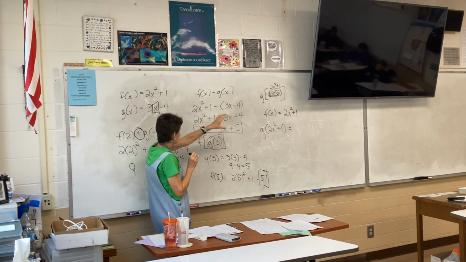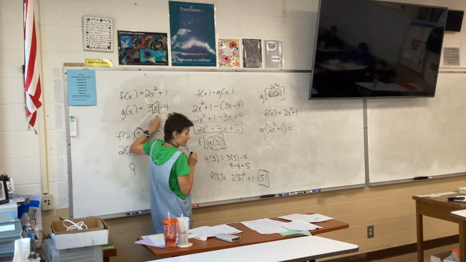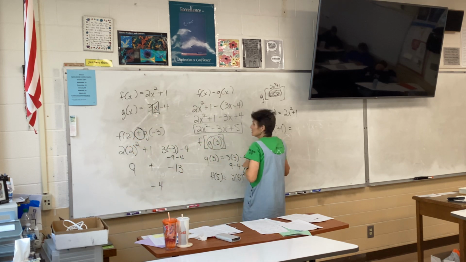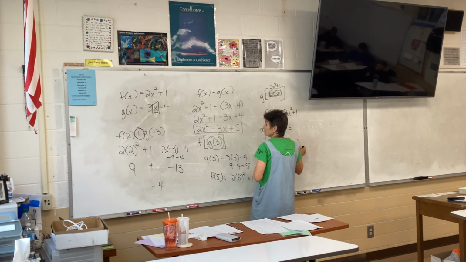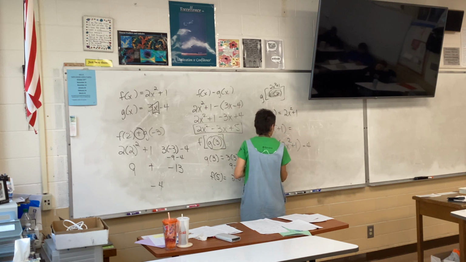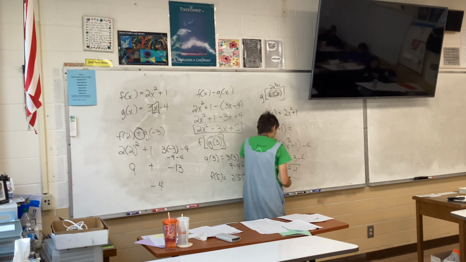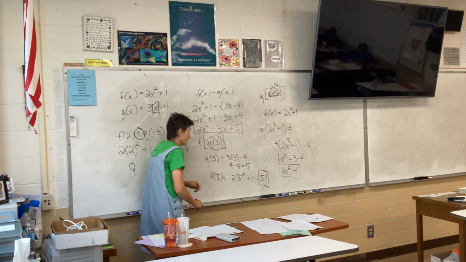F goes into the x's in g. So 3 times 2x squared plus 1 minus 4. Cleaning it all up, I got 6x squared minus 1 if I did it right.